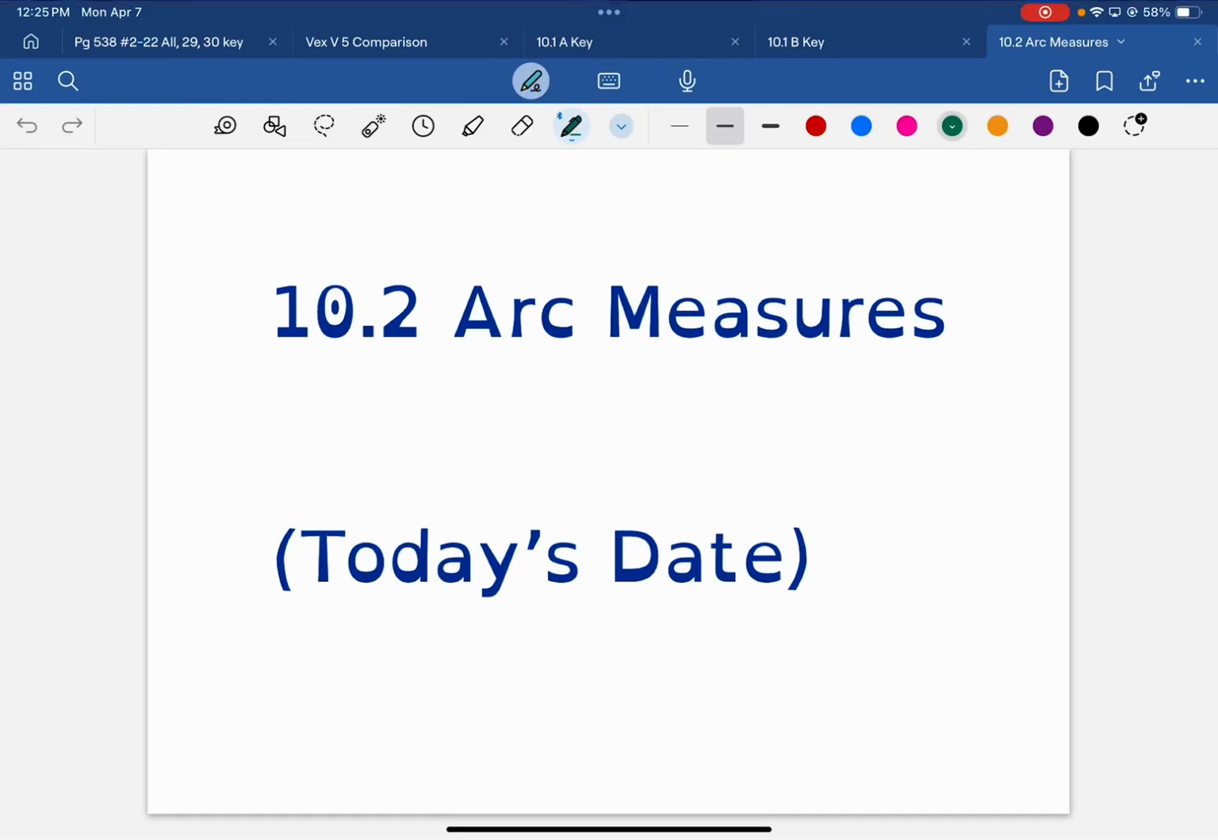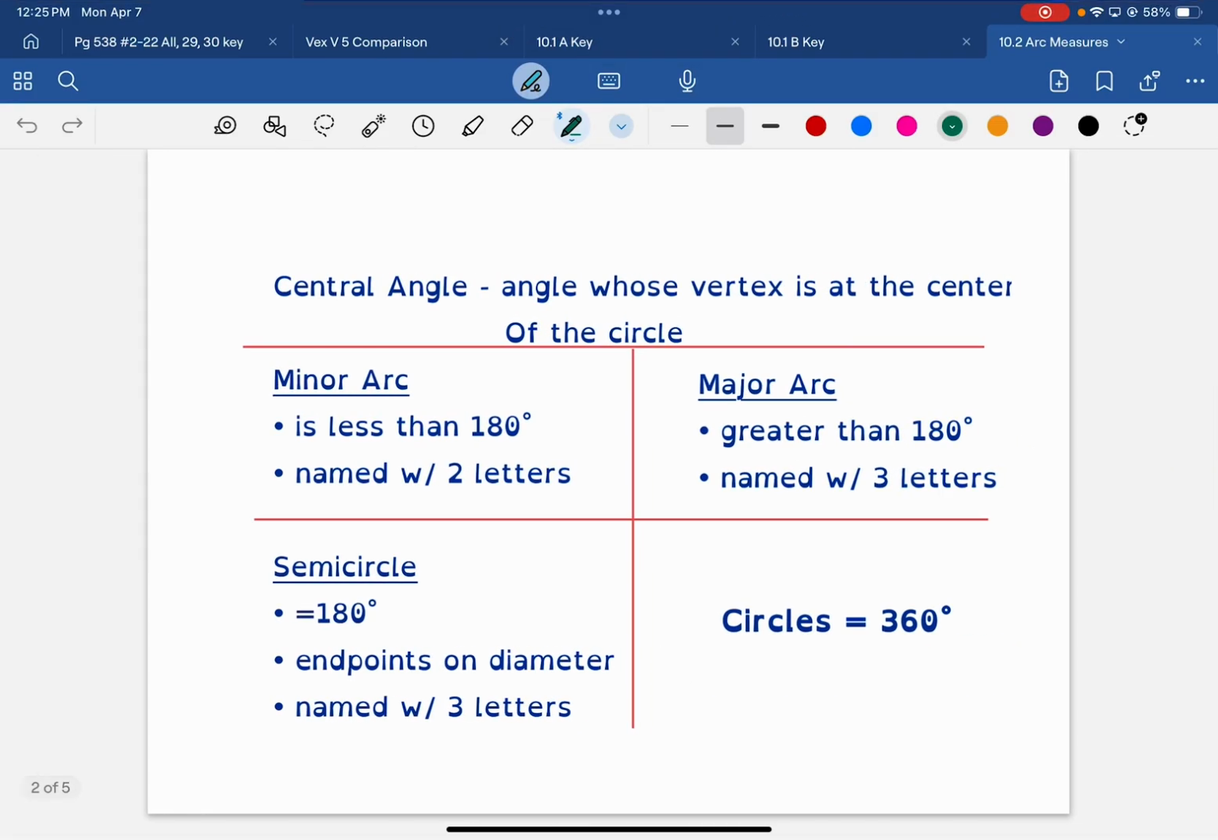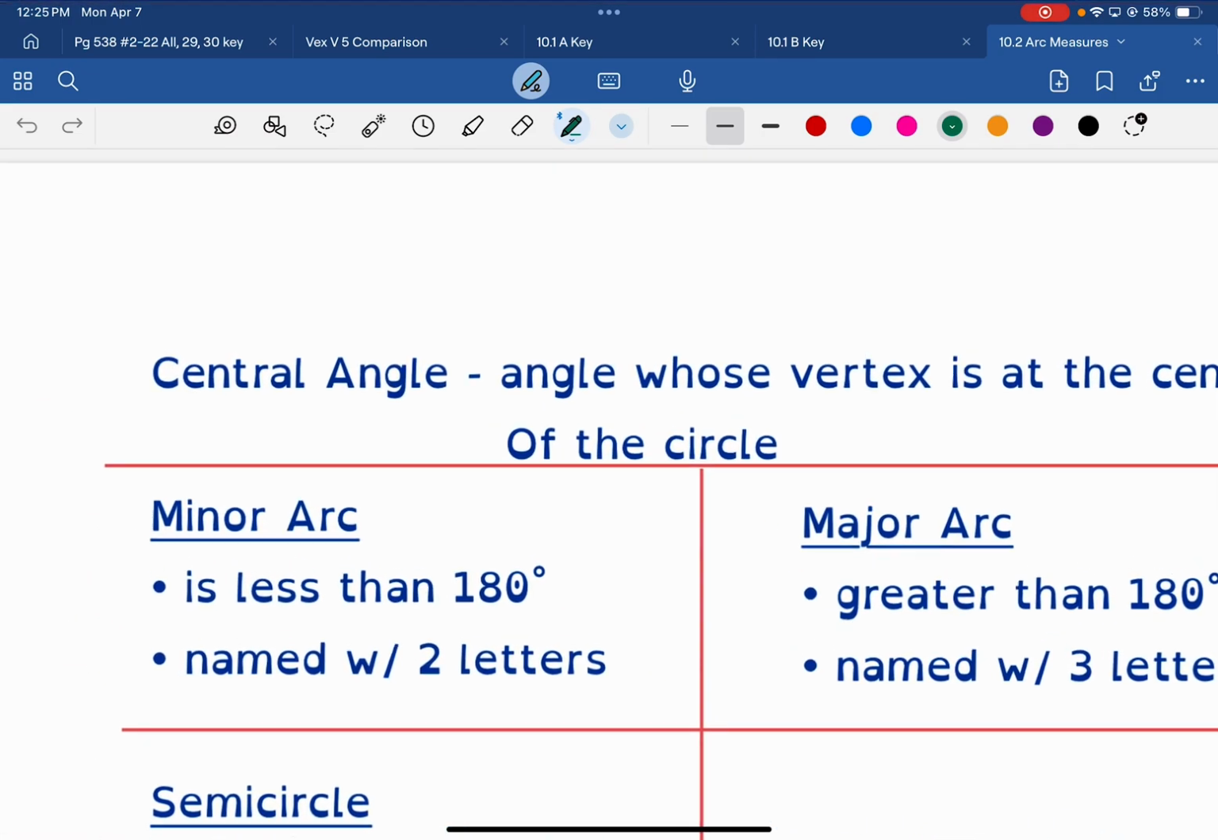All right, 10.2 arc measures. So when we look at this, it's nothing but your vocabulary that we did last week. Okay? So a central angle. That's an angle whose vertex is at the center of the circle.